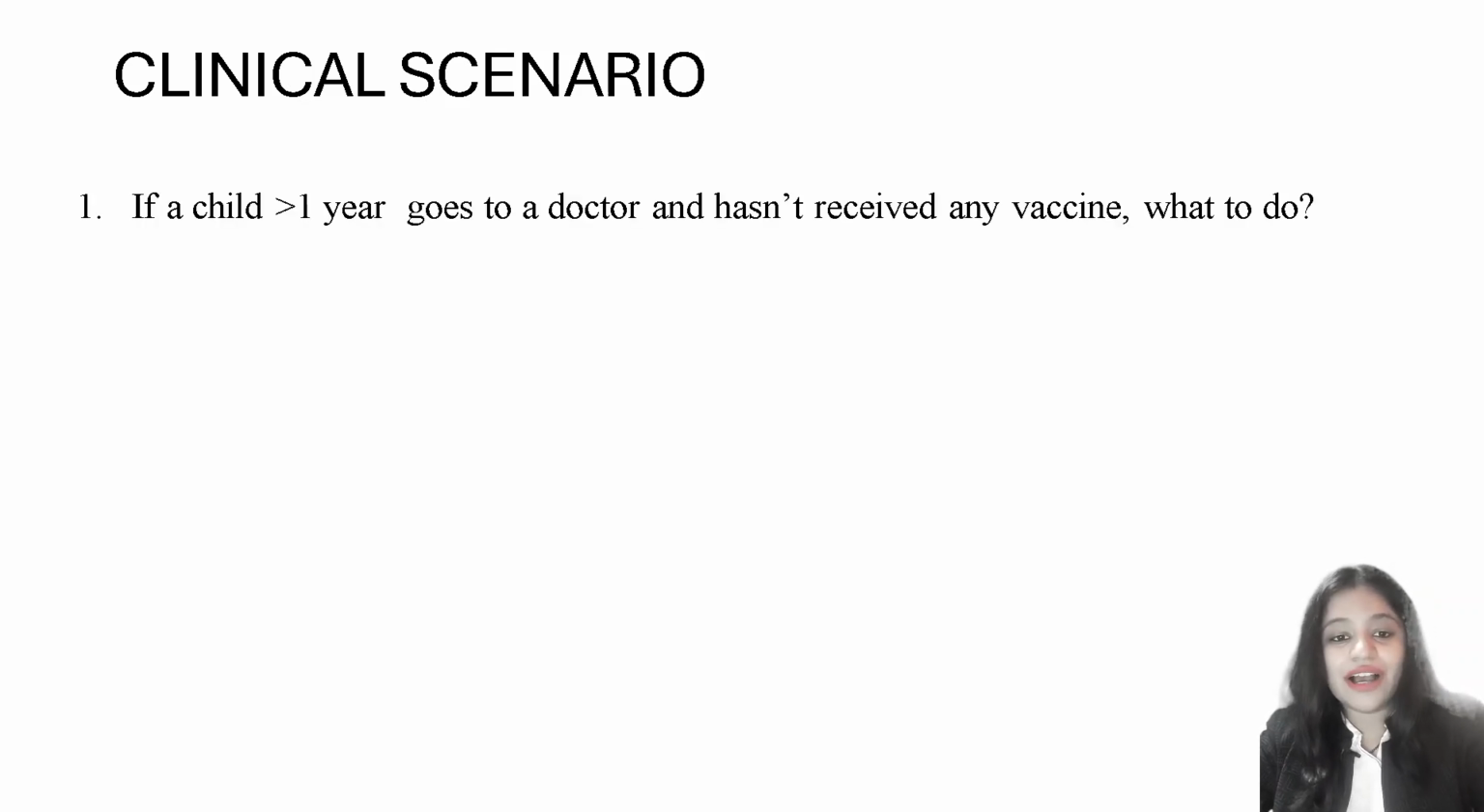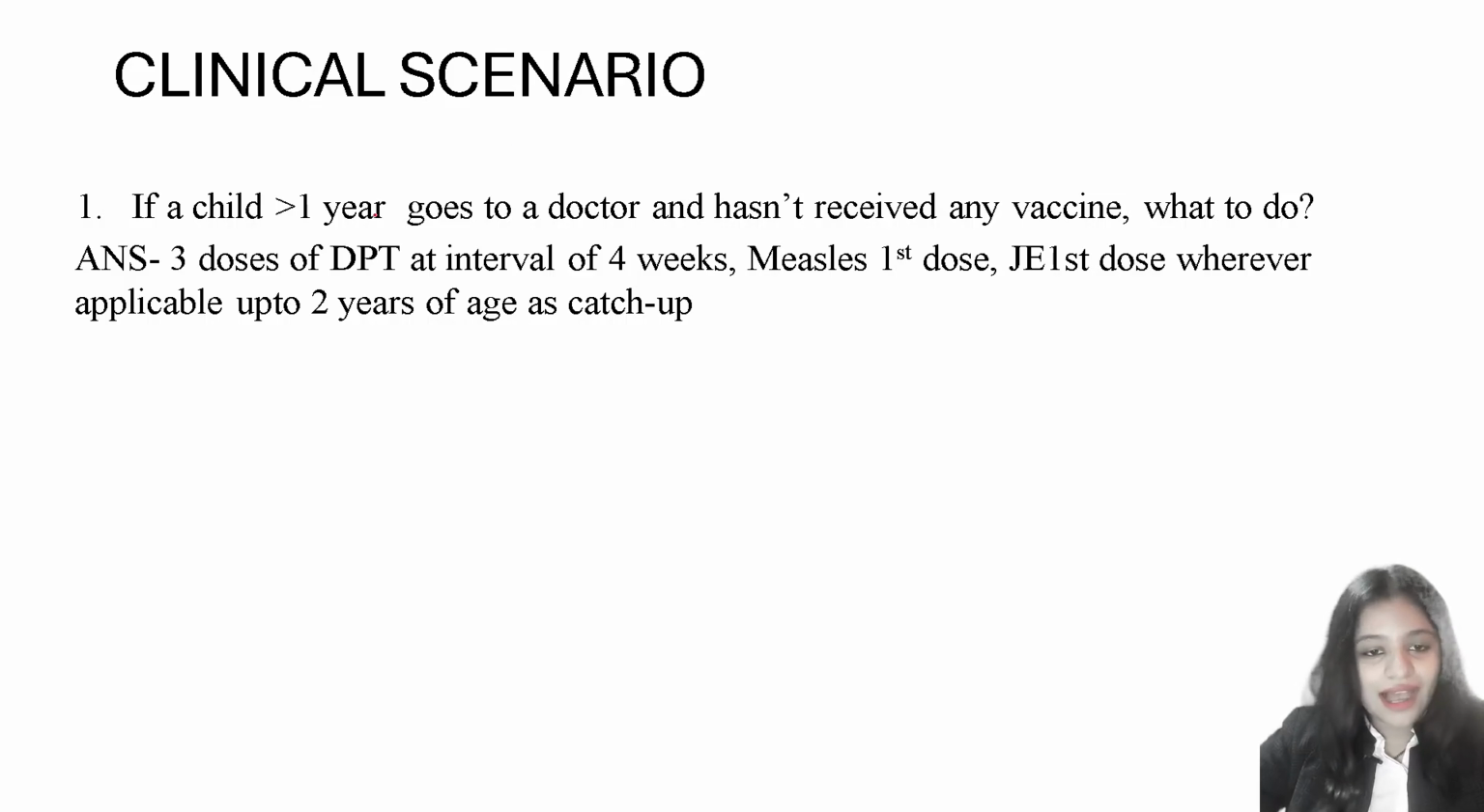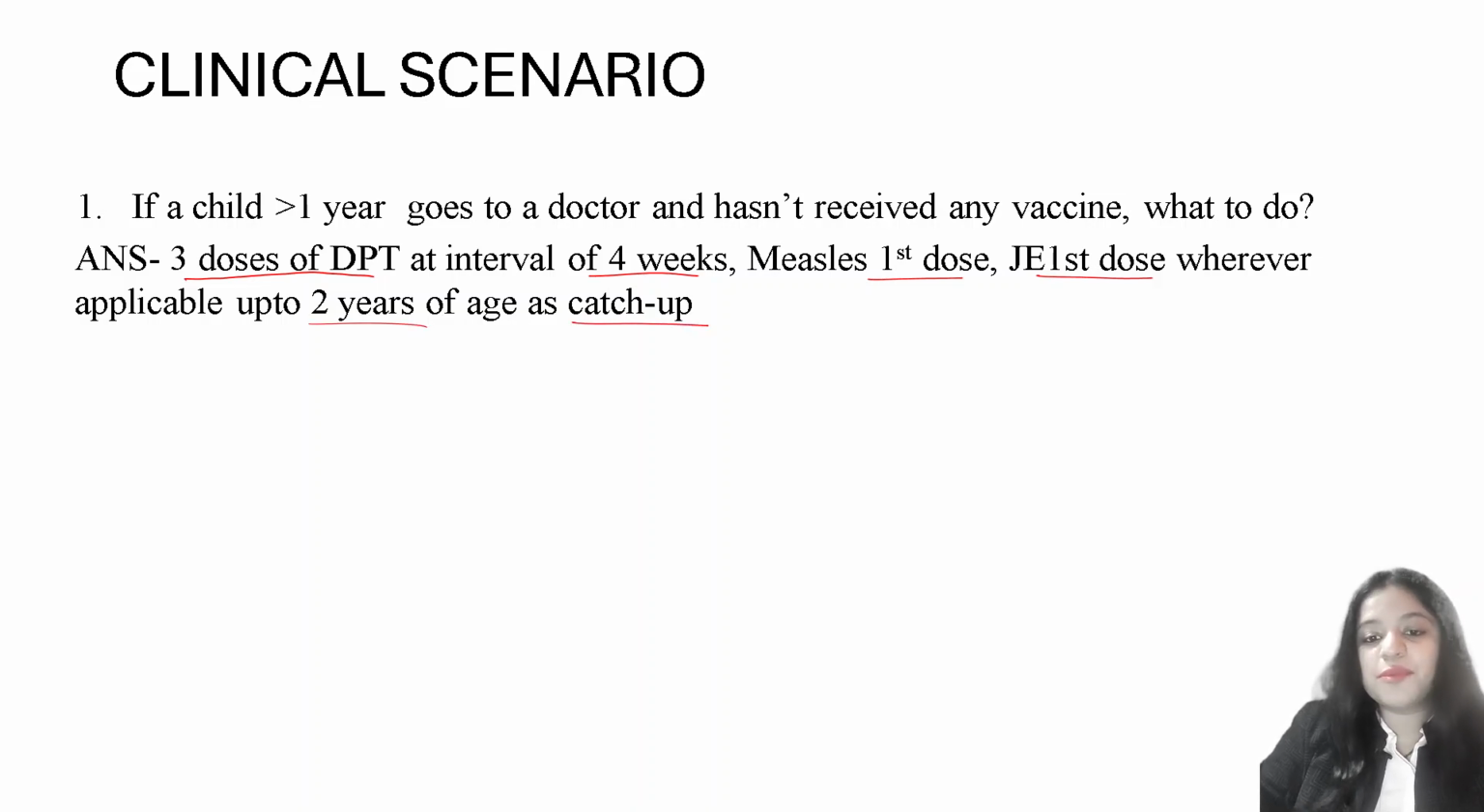So, if you have a child more than 1 year of age who goes to a doctor and hasn't received any vaccine, what to do? The answer is, you will give 3 doses of DPT at an interval of 4 weeks, measles first dose, and Japanese encephalitis first dose in whichever states it is applicable. This is given up to 2 years of age as a catch-up immunization. This is known as catch-up immunization.